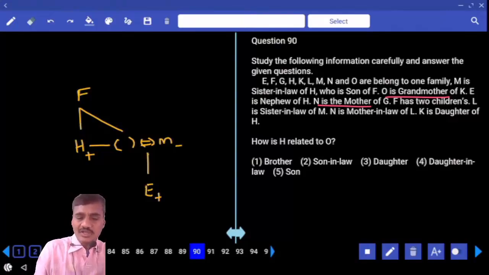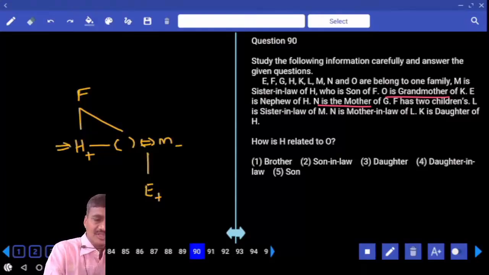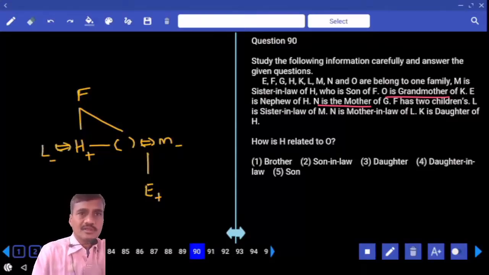L is the sister-in-law of M. Tell me what the other possibility is. L is the sister-in-law of... this should not be taken in general. It is not an actual possibility; this is a wrong notation. There is no other possibility, hence I am taking it like this. I will correct it later, but it is not the procedure.